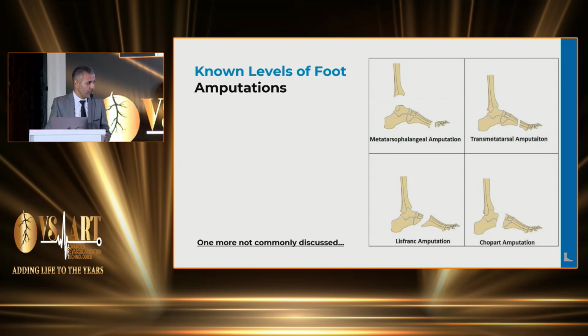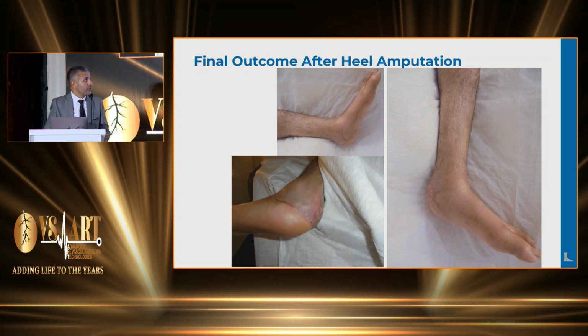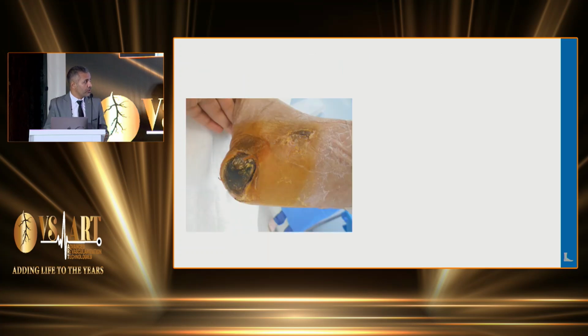There is one more not discussed commonly, which is heel amputation, or what we call calcanectomy, partial or total calcanectomy. Here is a picture of a patient who underwent partial calcanectomy with coverage of part of the raw area with skin and the other with skin graft. After this is the picture of the outcome after a heel amputation.